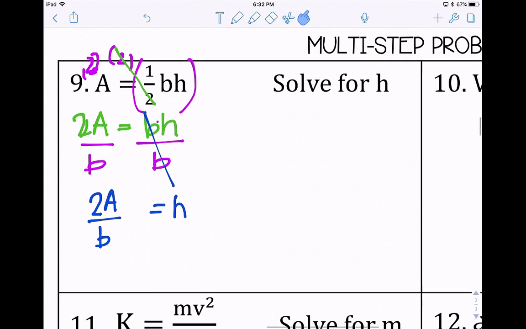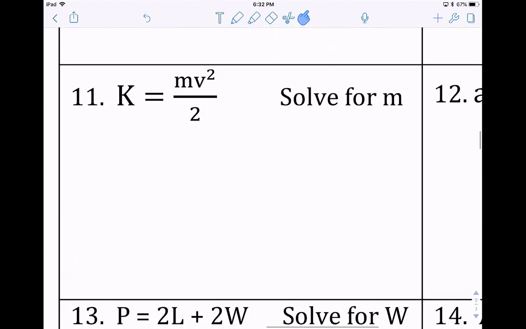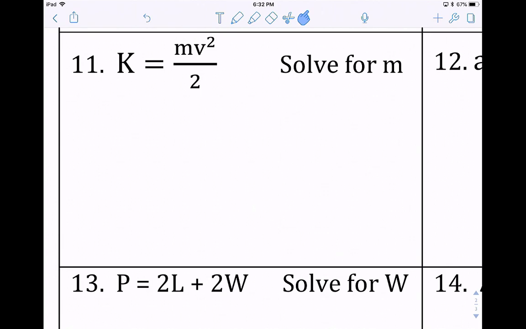All right, moving on to number 11. So 11 is very similar. It says to solve for m. So the first thing you might notice is that there's a square piece and then there's a divide by 2 piece. Both of those are going to be really important to see. So the first thing I would get rid of is the divide by 2.